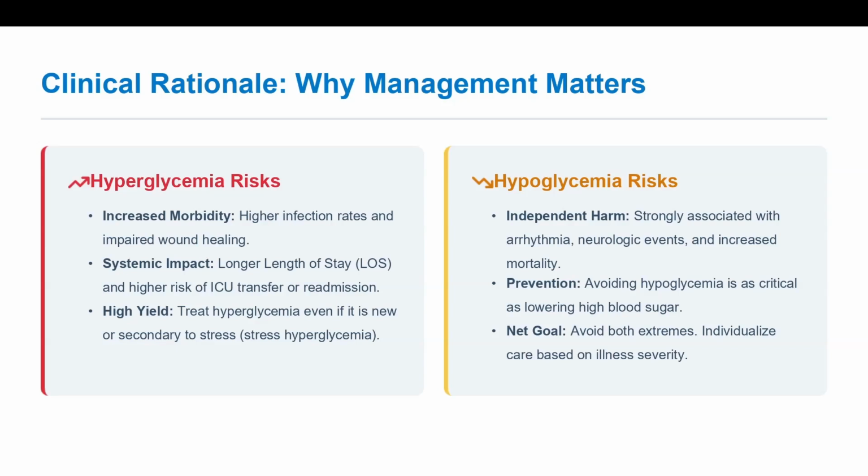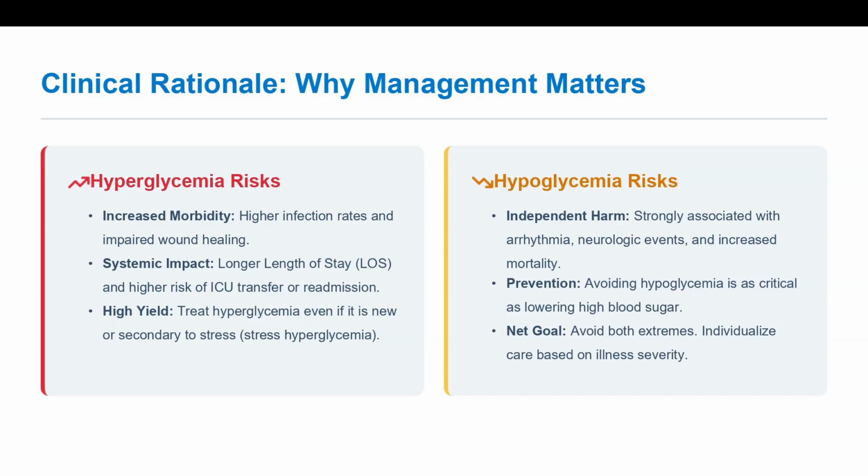Hyperglycemia risks higher infection rates, impaired wound healing. It leads to increased morbidity due to hyperglycemia. A systemic impact is there, longer length of stay and higher risk of ICU transfer or readmission. Treat hyperglycemia even if it is new or secondary to stress. So there is a common misconception that stress hyperglycemia, like once the hyperglycemic CBG value goes more than 240, that is only once, so you do not treat that. That is a very common misconception. So that also needs treatment.